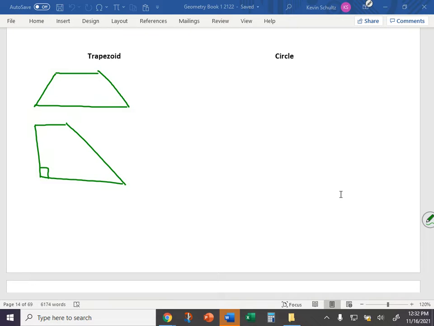Okay, and so we call these base 1 and base 2. Okay, base 1 and base 2.